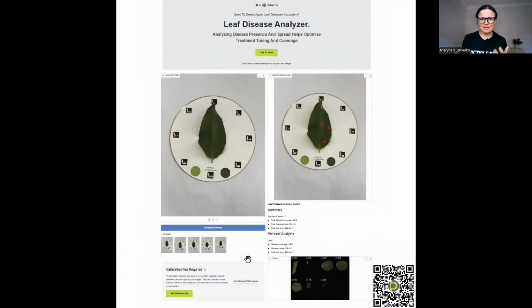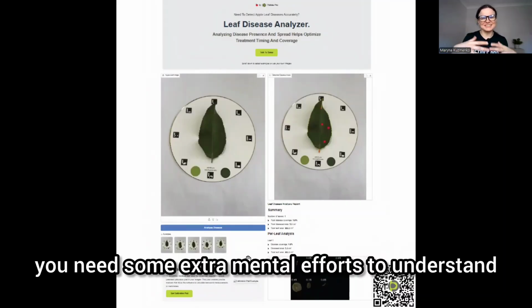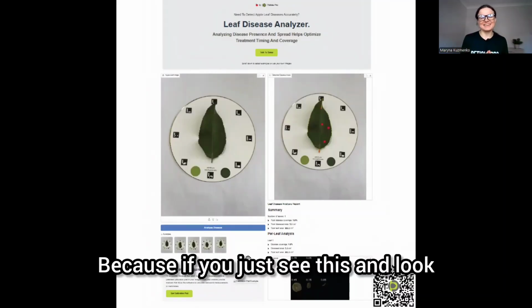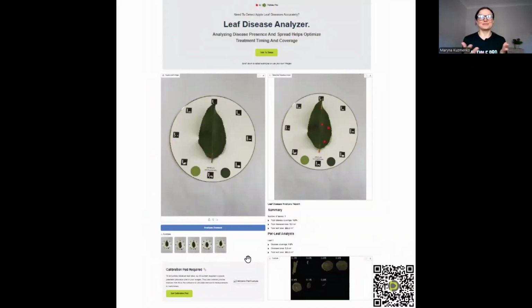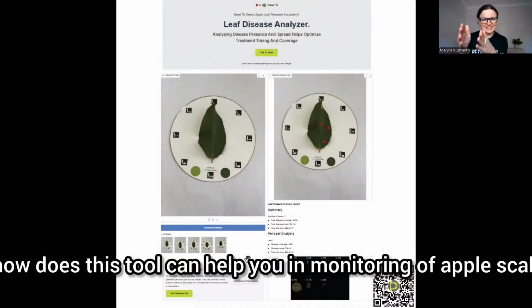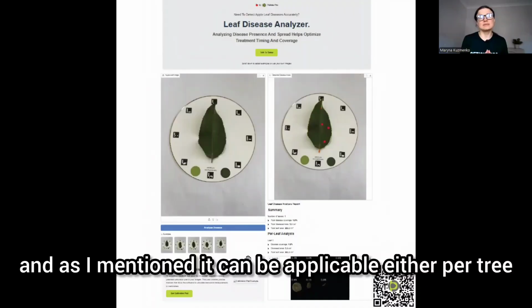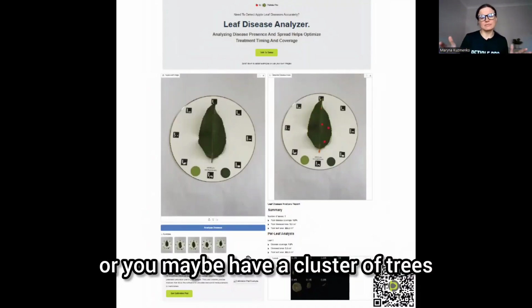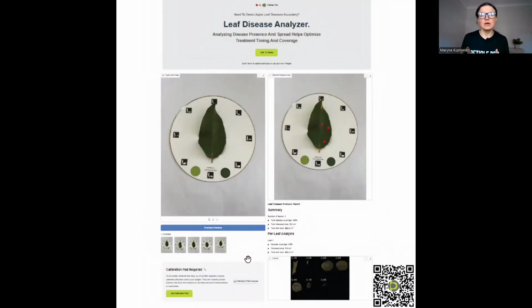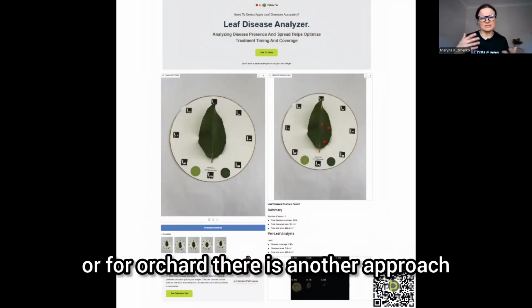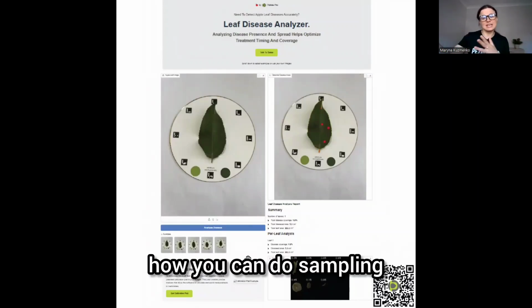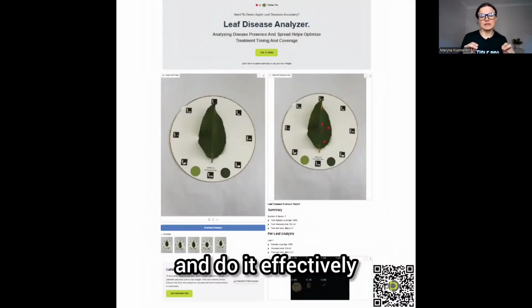But obviously you need some extra mental effort to understand this whole cycle, because if you just look at this, it's not very clear how the tool can help you in monitoring apple scab. But it's all about applying these disease pressure metrics. As I mentioned, it can be applied per tree, or you may have a cluster of trees you are monitoring, or for the whole orchard there is another approach to sampling effectively.